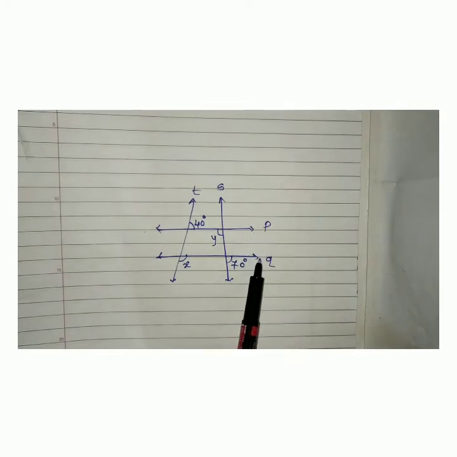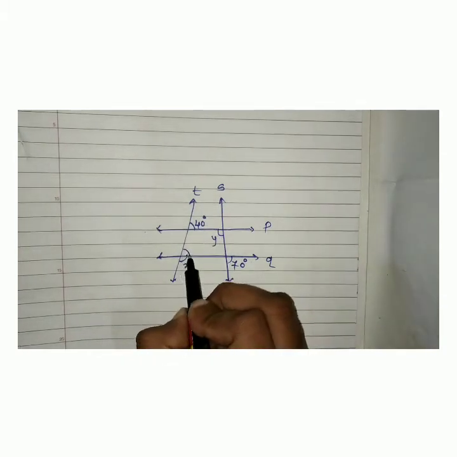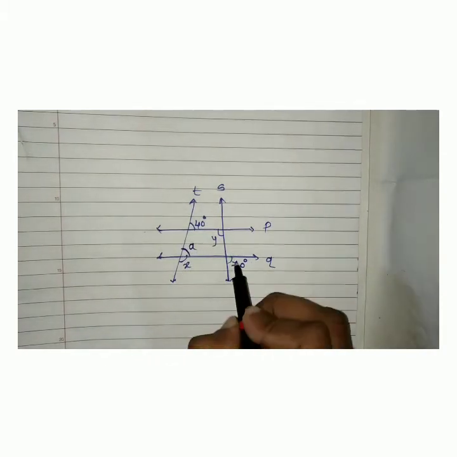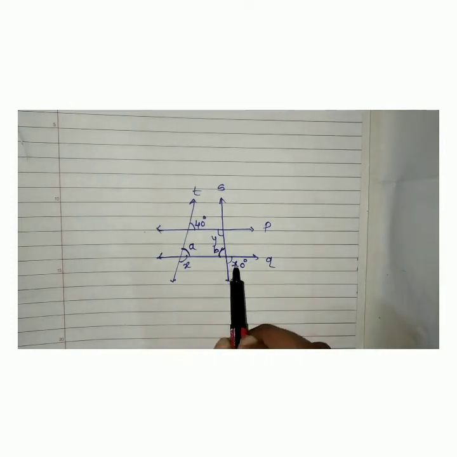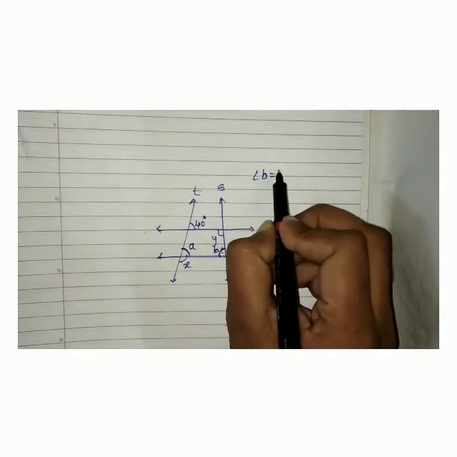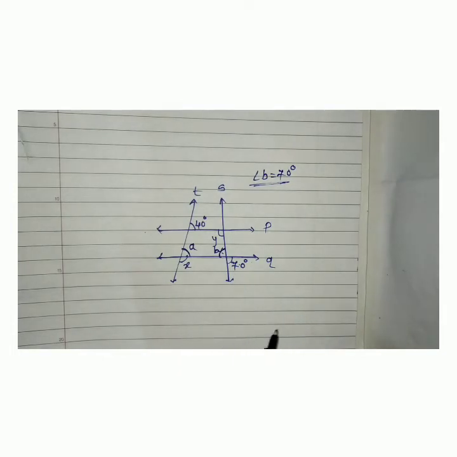Here lines P and Q are parallel, and these two, T and S, are transversals. To find the measure of angle x and angle y, suppose this angle measure is angle A and this angle measure is B. Okay, the measure of angle B: these two angles are vertically opposite angles. Therefore angle B is equal to 70 degrees because these two angles are vertically opposite angles.